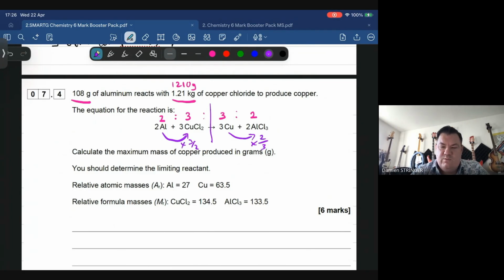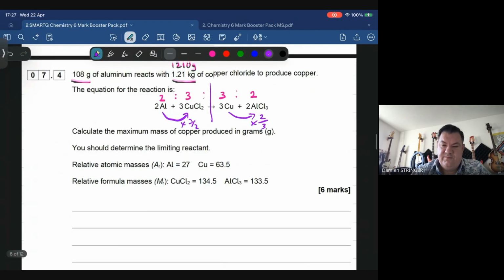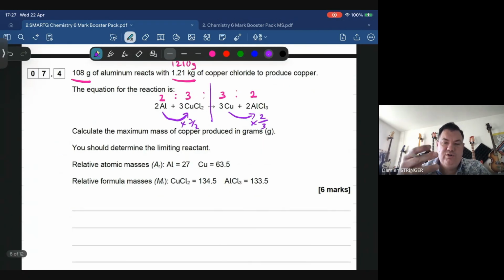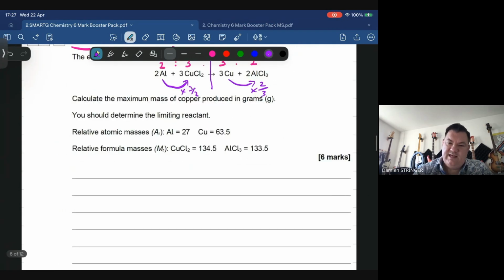So we have to look and see what are the bits we know. It says, first of all, determine the limiting reactant. And then we've got all the atomic masses. Now, we know that you need 2 to react with 3. So this means you need 2 moles of it to react with 3 moles. So we need to work out how many moles we've got. I would attack this by working out the moles of Al first, and then I'd work out the moles of CuCl2.